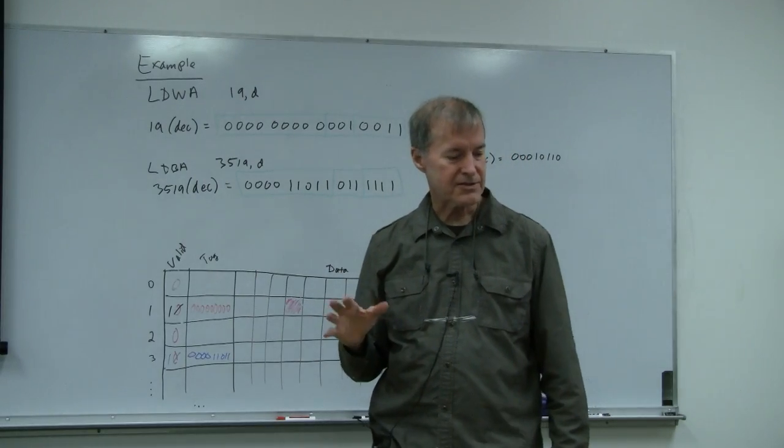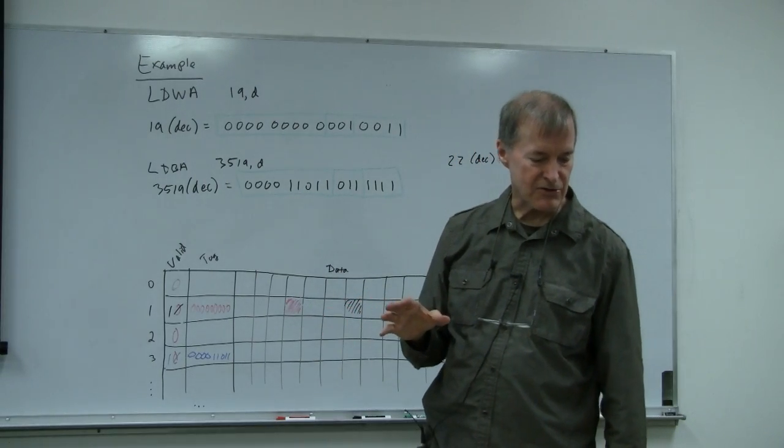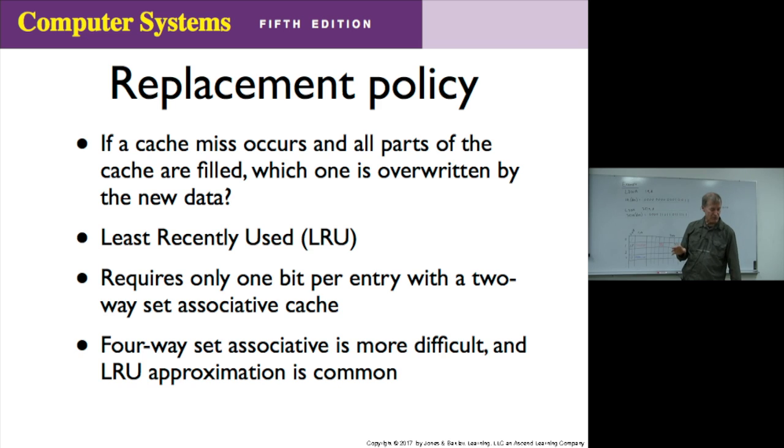If a cache miss occurs and all parts of the cache are filled, which one is overwritten by the new data? There are several different possibilities. Least recently used requires only 1 bit per entry with a two-way set associative cache. A four-way set associative cache is kind of hard to do in hardware, actually. And so it's common to use an approximation of the least recently used. But least recently used, or an approximation to it, is usually the way they do it.